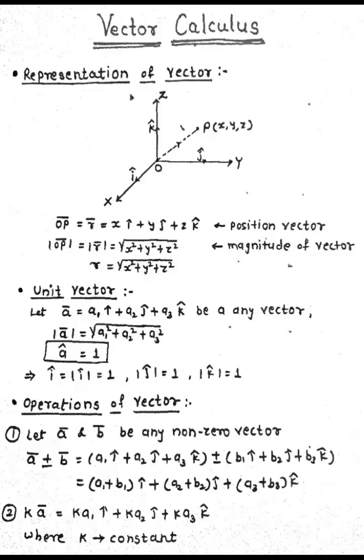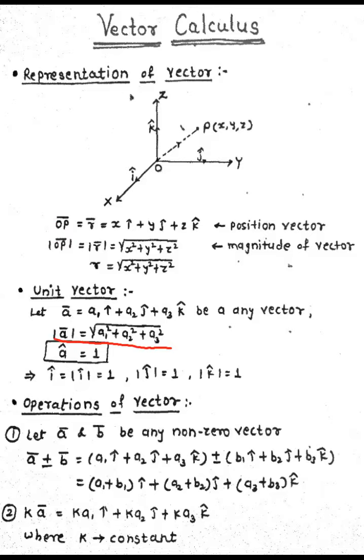Now, the next type of vector is a unit vector. Let A bar = a1 i cap + a2 j cap + a3 k cap be any vector. Of course, it is a non-zero vector. Then its magnitude is calculated with the help of this formula, square root of a1 square plus a2 square plus a3 square.